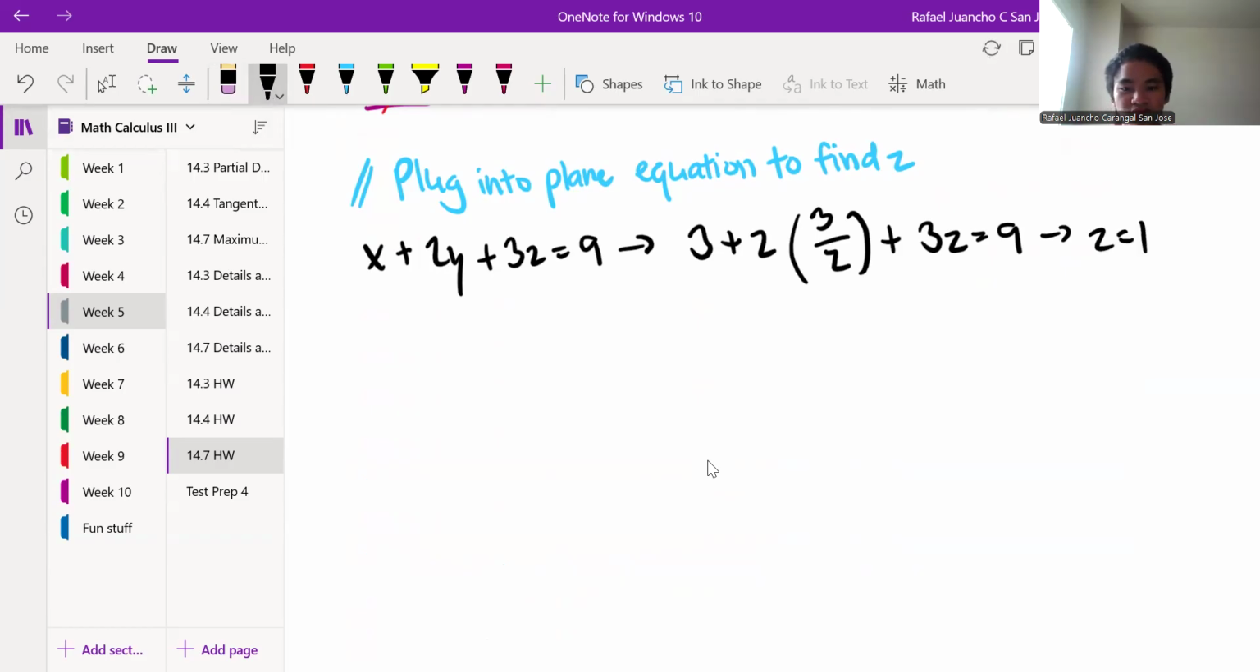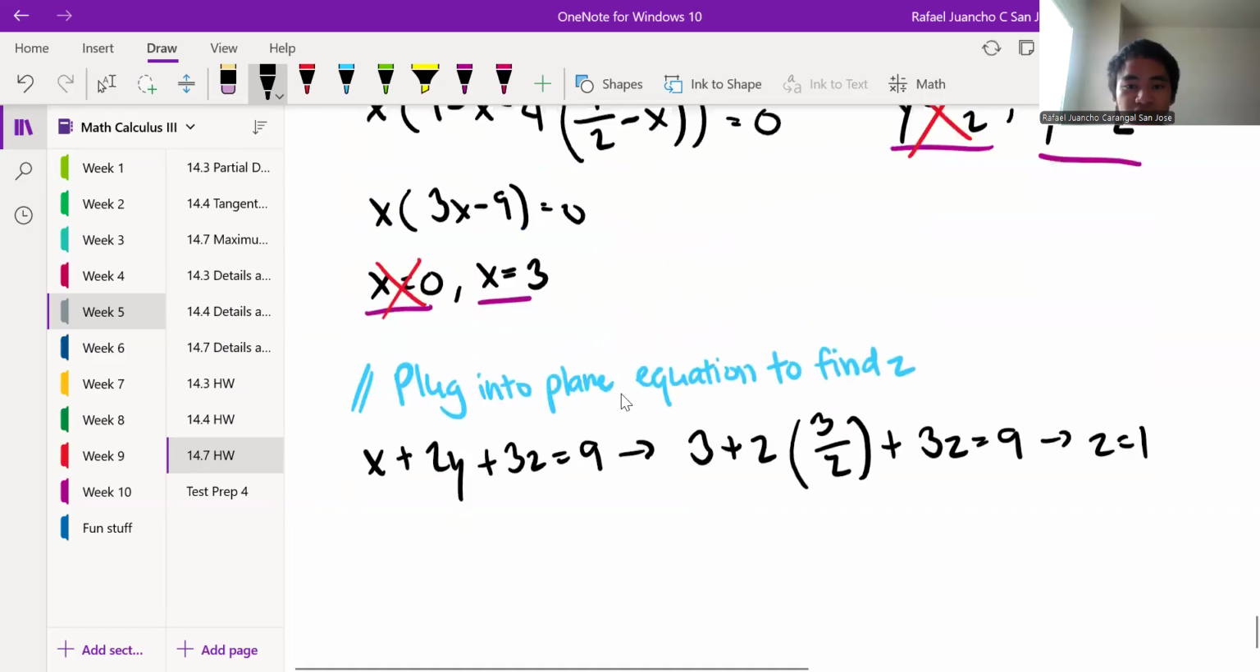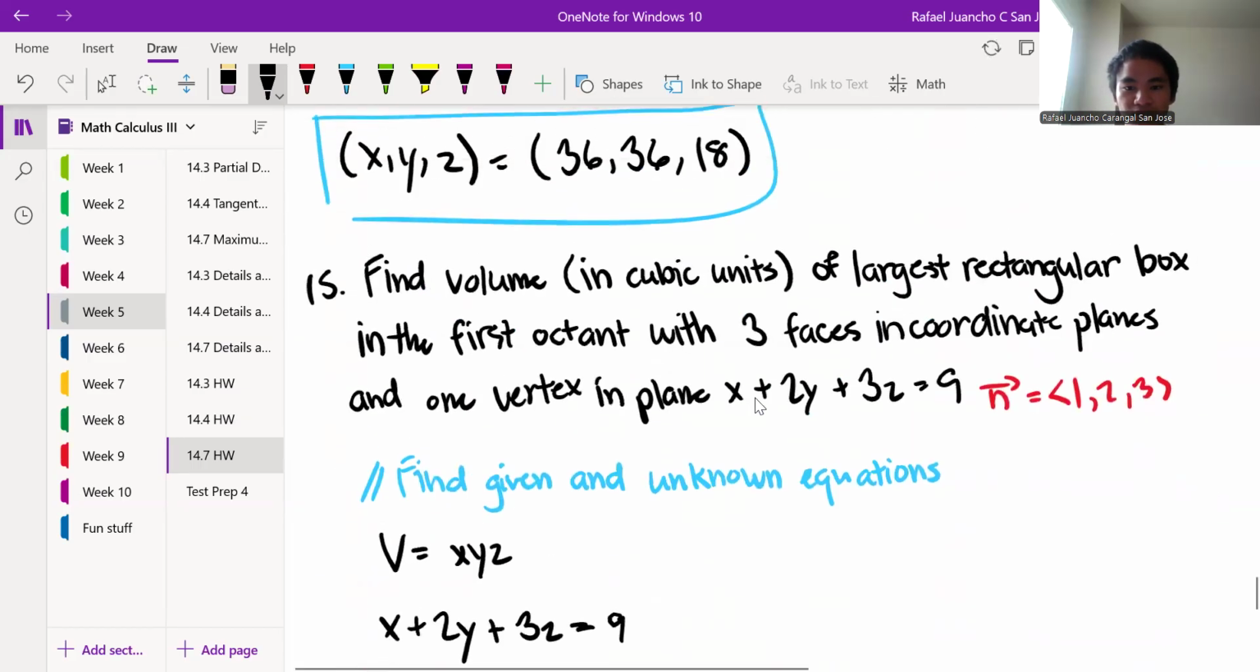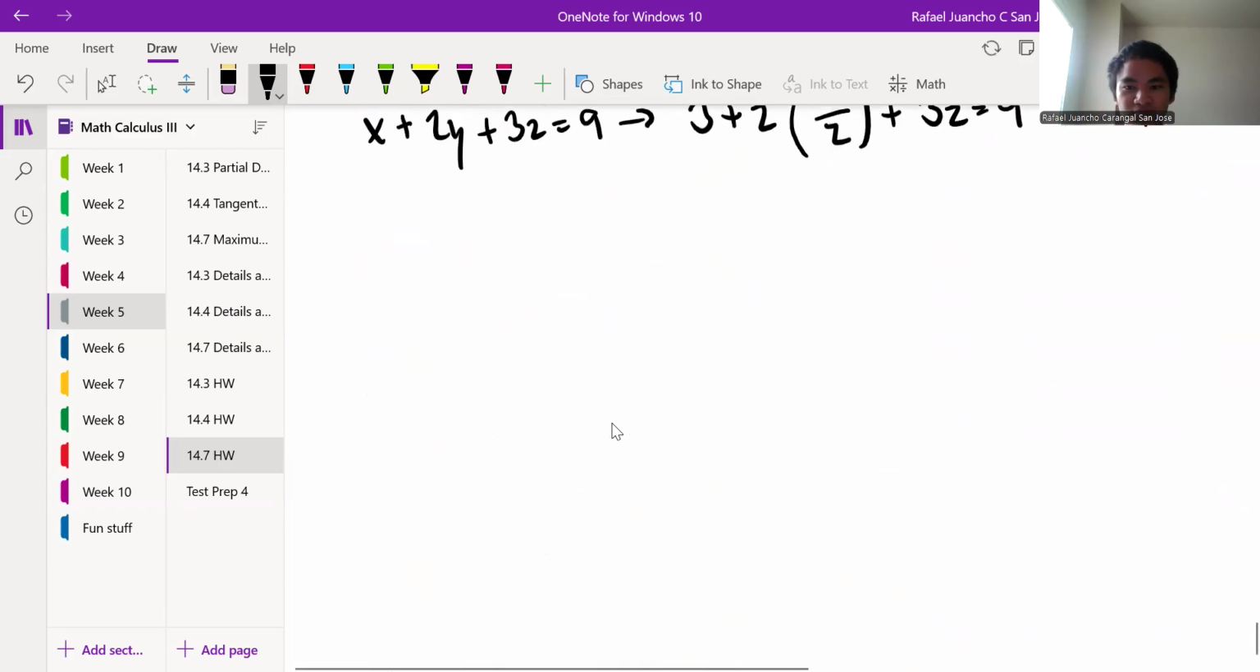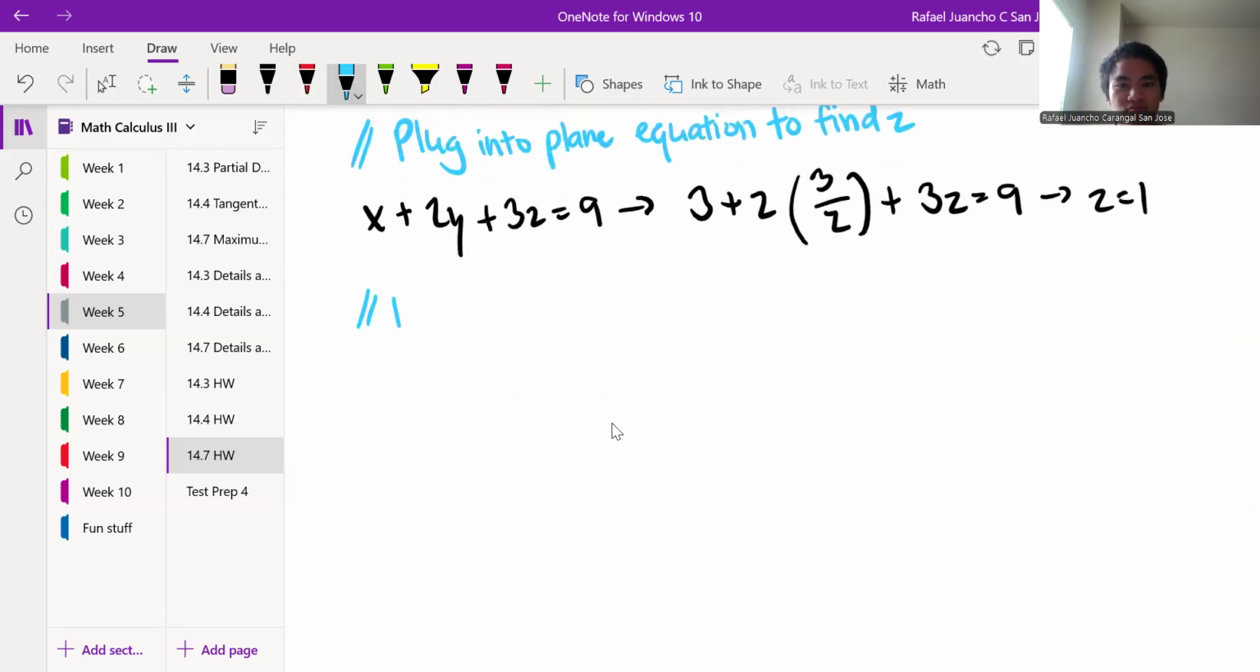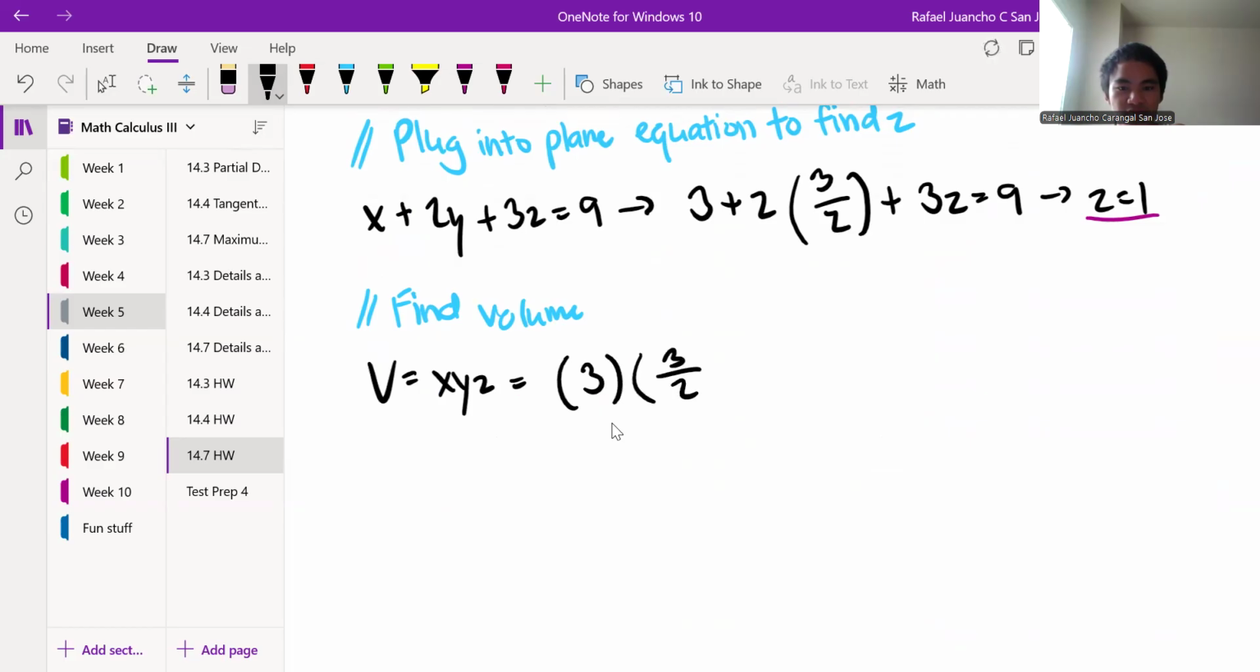And so from there, we basically have it. What was it asking? Find the volume. So now I have my z, so I just plug everything in. The volume of my rectangle is x times y times z. That's 3 times 3 over 2 times 1. So I get 9 over 2 cubic units.